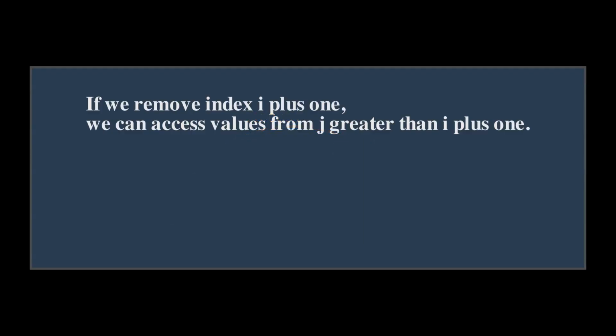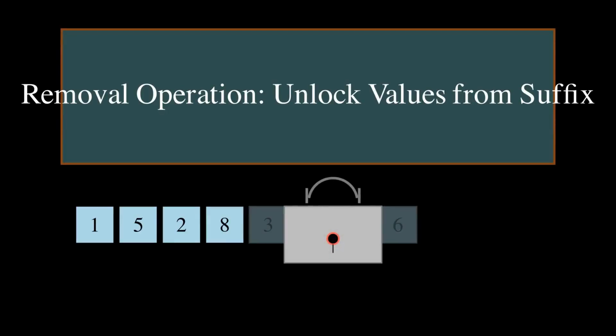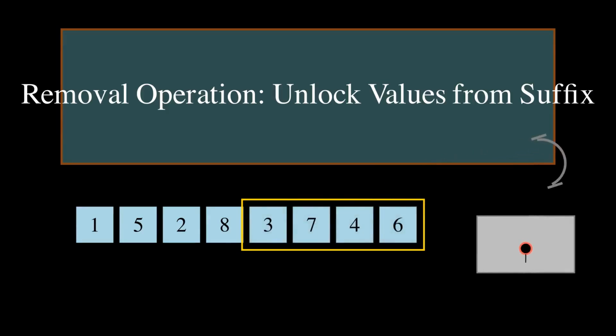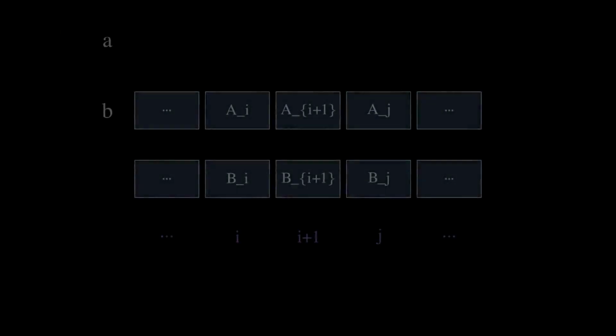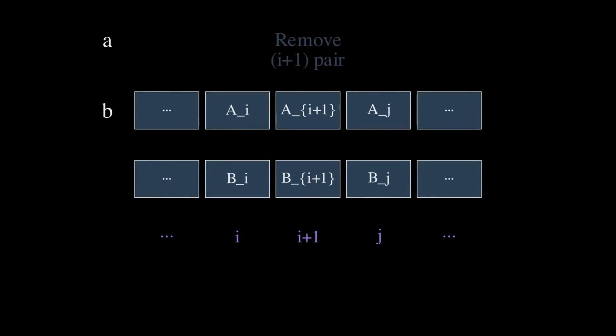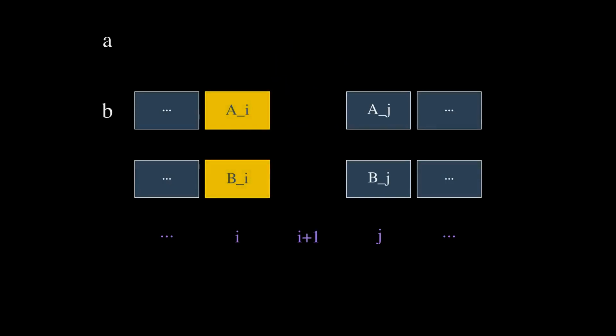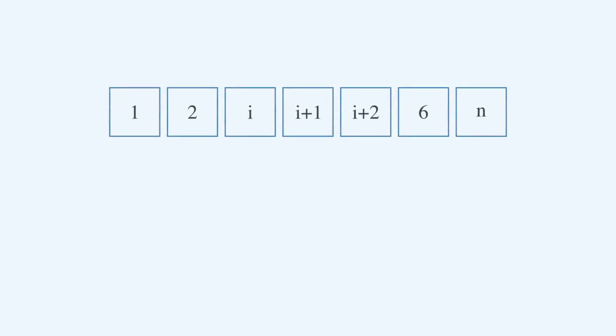Then, regarding the removal. It states if we remove index i plus 1, we can access values from j greater than i plus 1. In simpler terms, this means the removal operation allows us to unlock values from a suffix of the array. Specifically, if we remove the pair at i plus 1, then a_i and b_i can potentially take on values from a_j or b_j. These values come from indices j, where j is i plus 2 or greater.